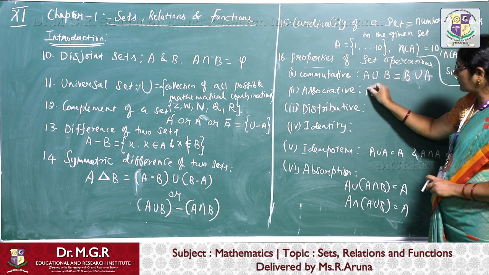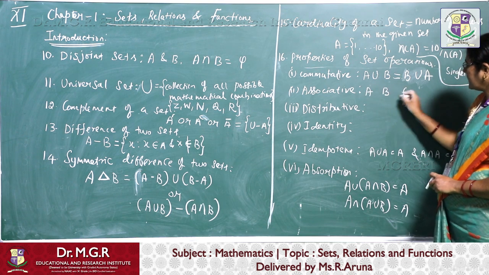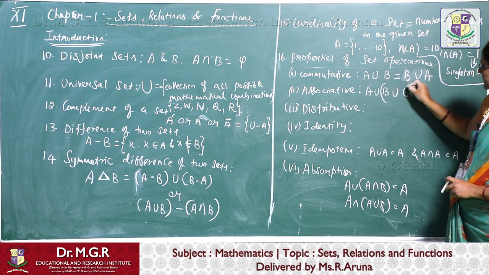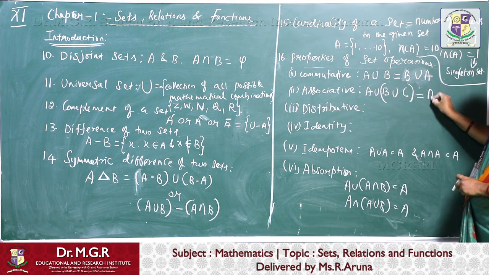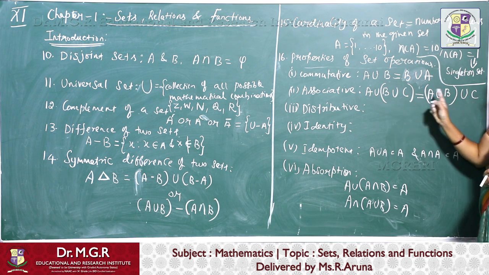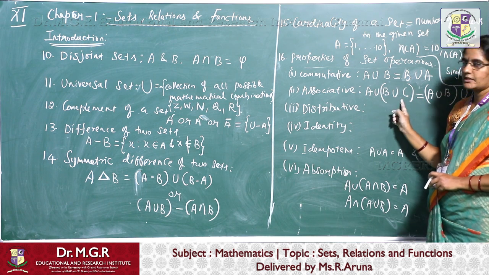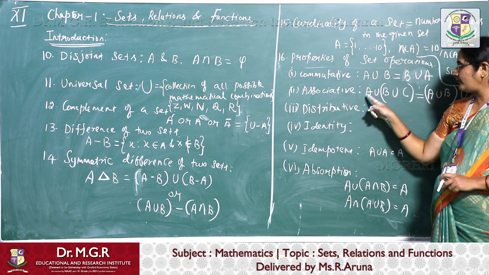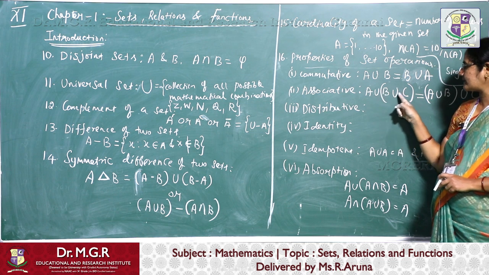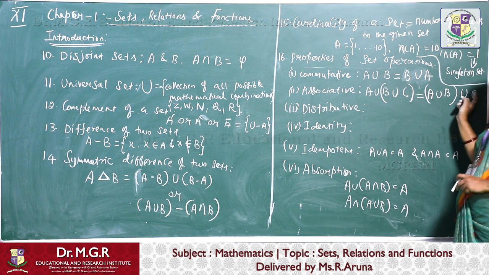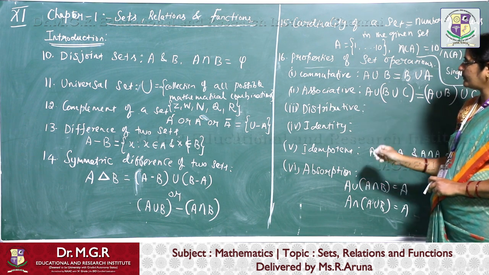Next, for associative, we need three sets, A, B and C. Suppose you put union between these sets, which is called A union B, put a brace, then union C. So this holds good for intersection also. Suppose if we replace union by intersection, we have A intersection B intersection C is equal to A intersection B intersection C.